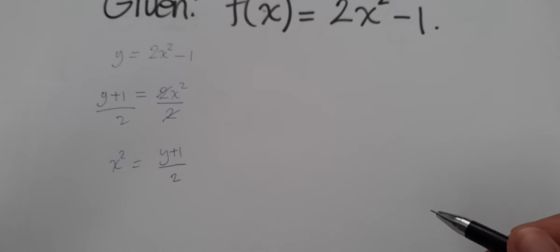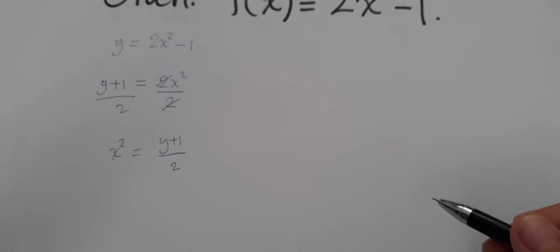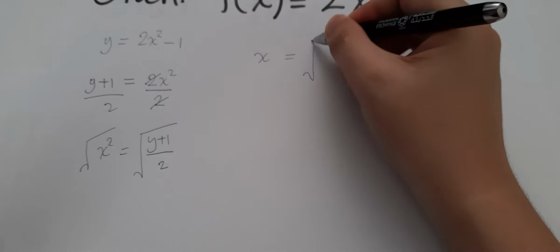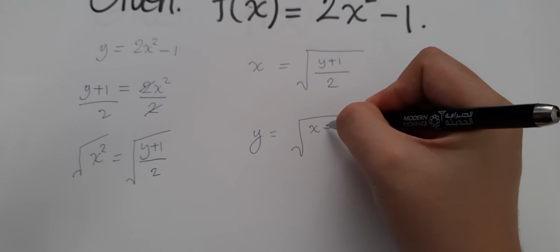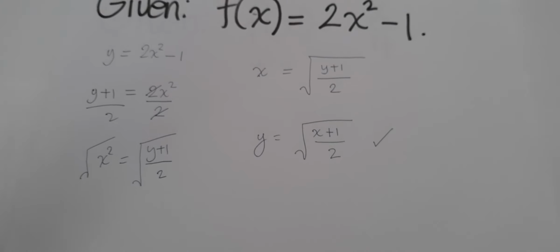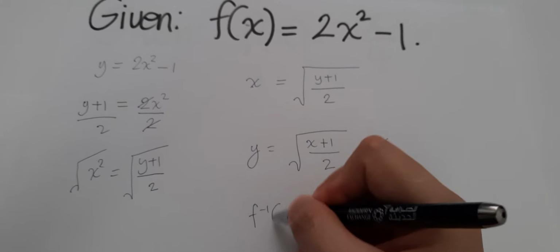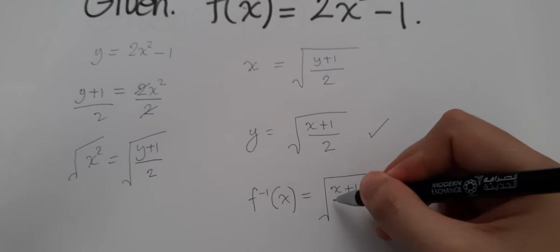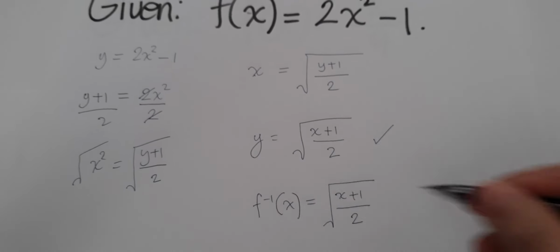Now take note, you have a square. How can you remove a square? By taking the root of both sides. So therefore, you have x is equal to the root of y plus 1 all over 2. Now, your next step is you interchange: x becomes y, and y becomes x. So you have now the resulting inverse of the function. You just have to rewrite it in the notation of the inverse of the function: the root of x plus 1 all over 2.